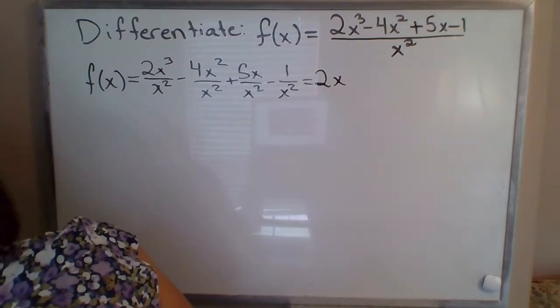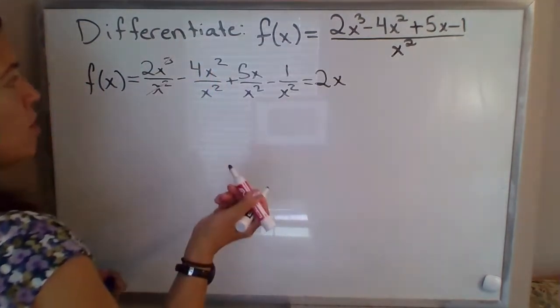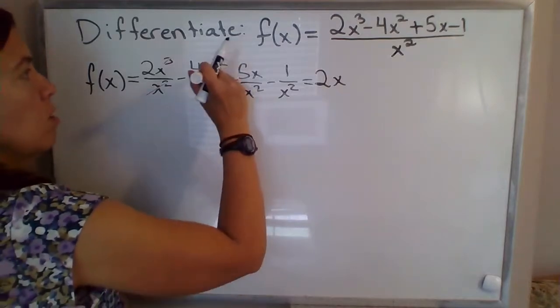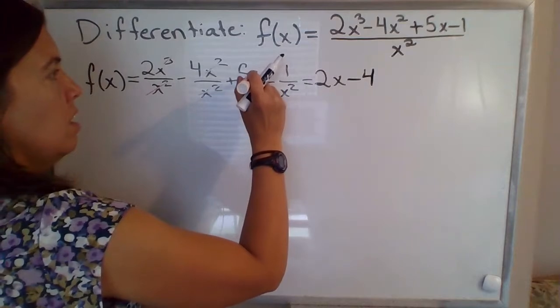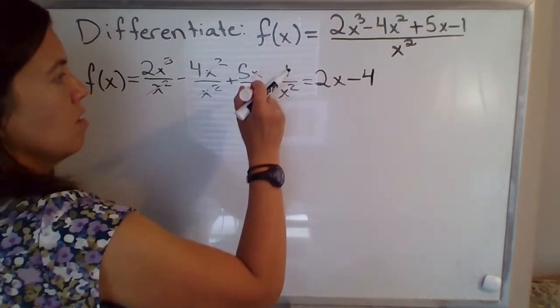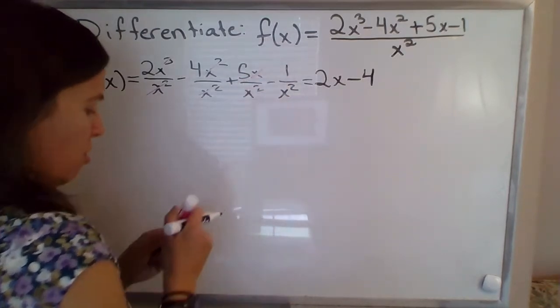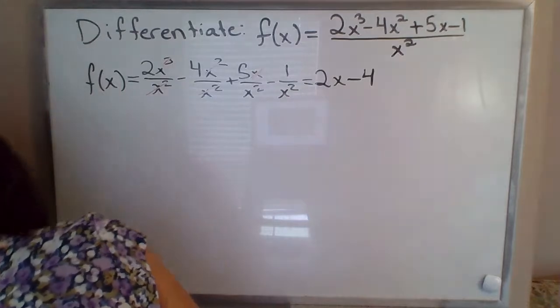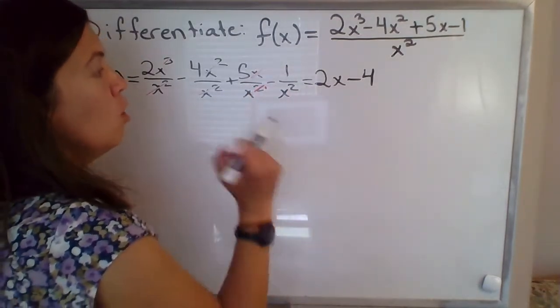Here, I'll get a red marker to do some of this. So we cancel the x squared, we're left with x to the first. Here the x squareds just cancel, so we just have minus 4. Here, we could cancel x in the numerator. Cancel x to the first, that's going to leave x to the first in the denominator.